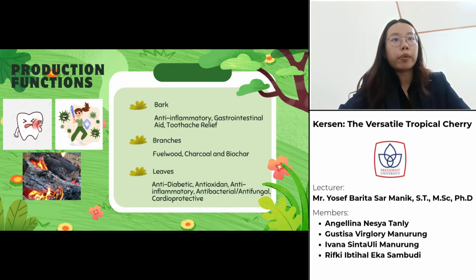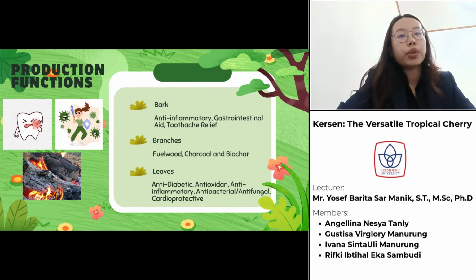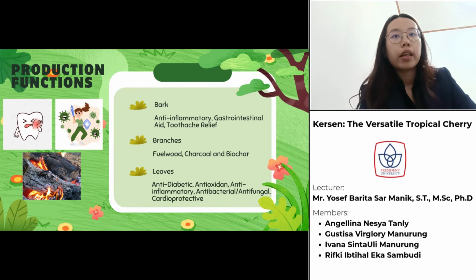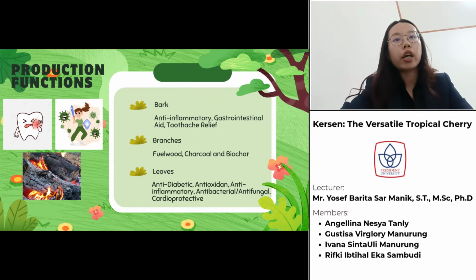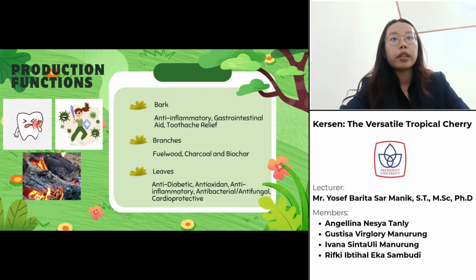The Carson tree also provides many useful things for humans. The first one is the bark that has anti-inflammatory properties. It helps to handle your stomach issues. The second one is the branch, that can be used as fuel wood to make charcoal or biochar for soil improvement. The third one is the leaf.